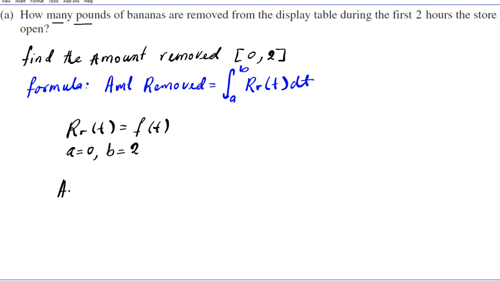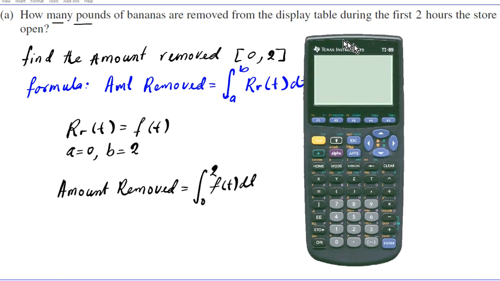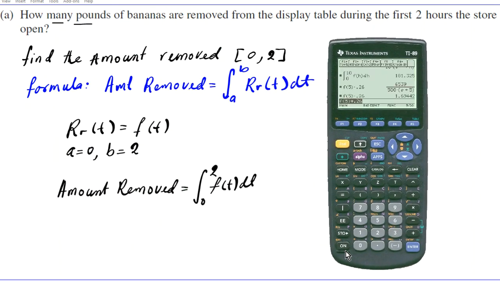All right, so we have everything set up. The amount removed is going to be the integral from 0 to 2 of our f of t function, dt. To save time, I'm just going to store the function in my calculator and integrate, because we're going to be using f of t multiple times. So let's do that real quick. Let me clear my home screen here. Let's enter the f of t function.